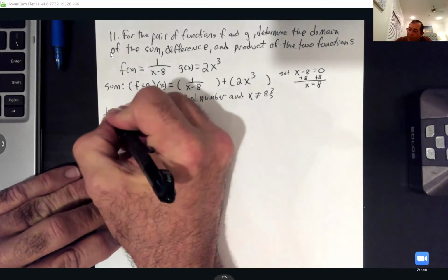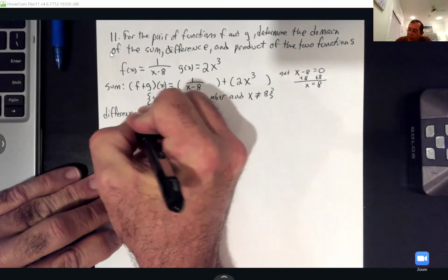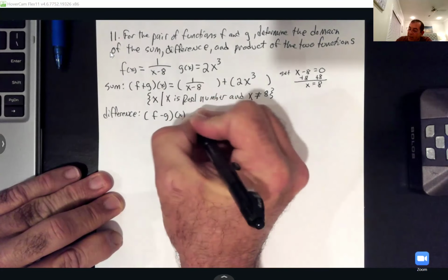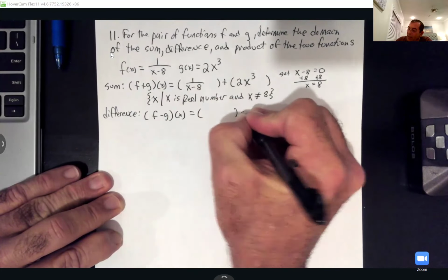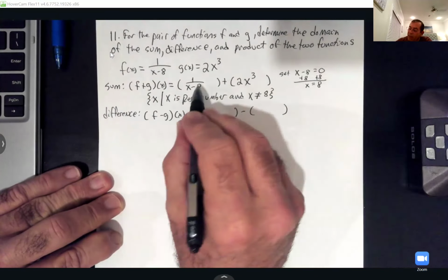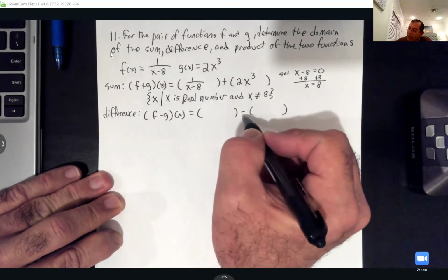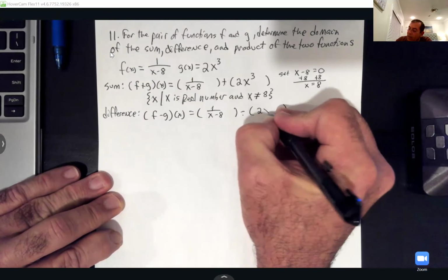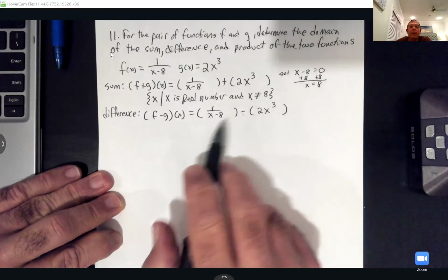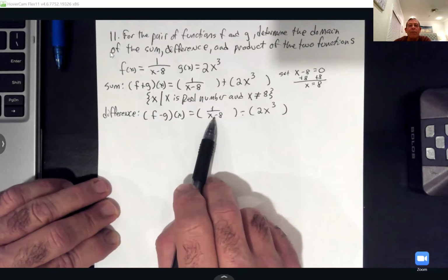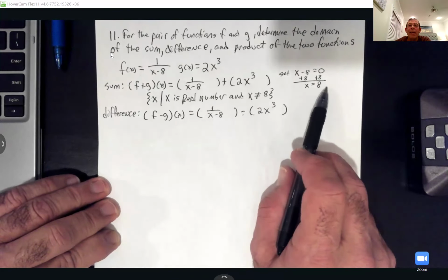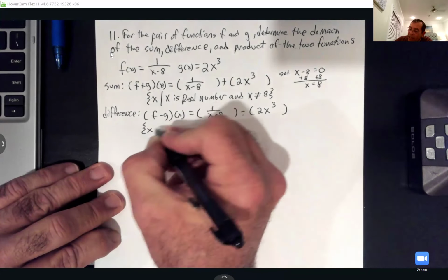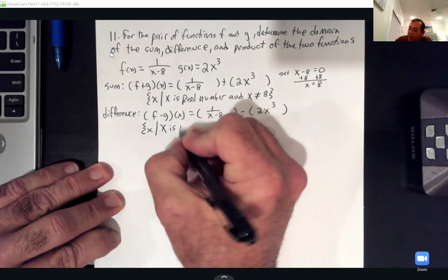So then you look at the difference. The difference would be f minus g of x, which will be my f minus my g. And it's basically the same other than the plus is now a subtraction, and then 2x to the third here. And guess what? Still worried about this one fraction, but we know x can't equal 8 for that. So that means the domain will still be the same. X is a real number.